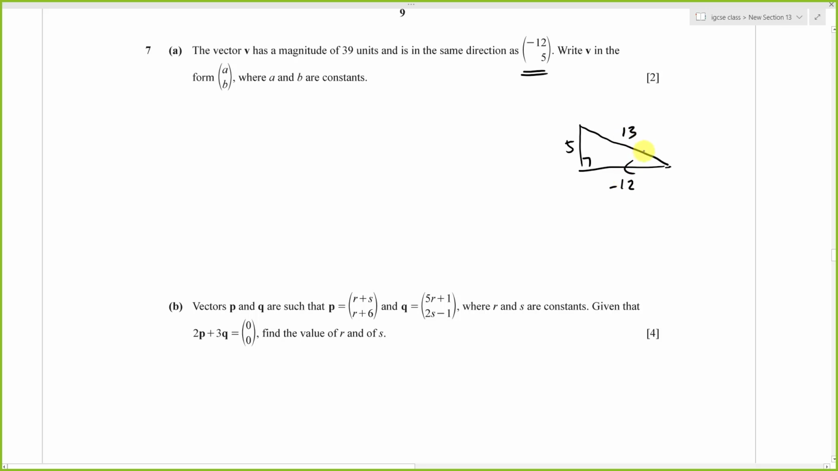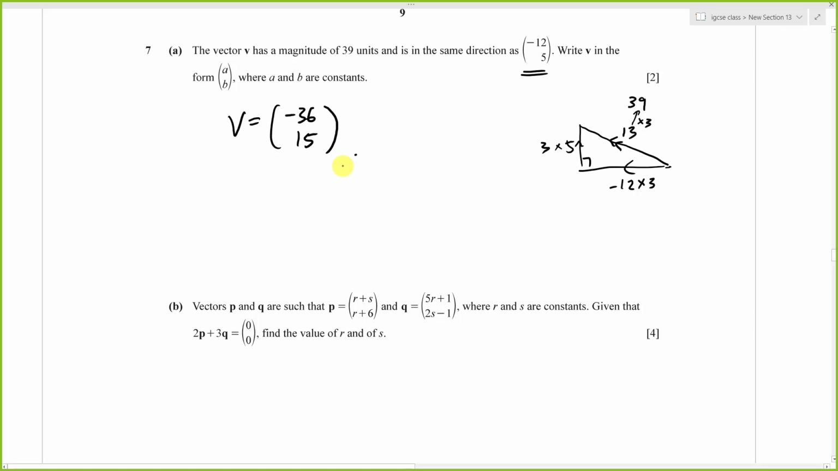But your magnitude right now will be 39. So you need to think how to get from 13 to 39. 13 to 39, you need to times 3, right? So therefore, here you need to times 3, here you need to times 3. So my vector v will be (-36, 15). Because this one will give you 39.